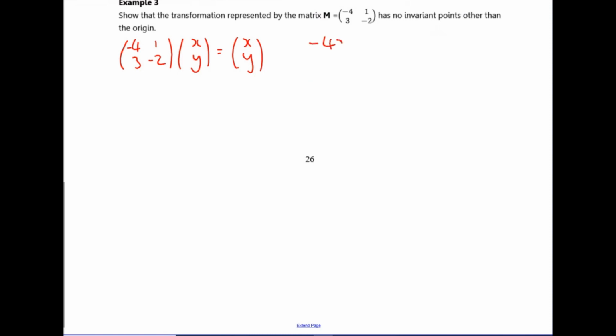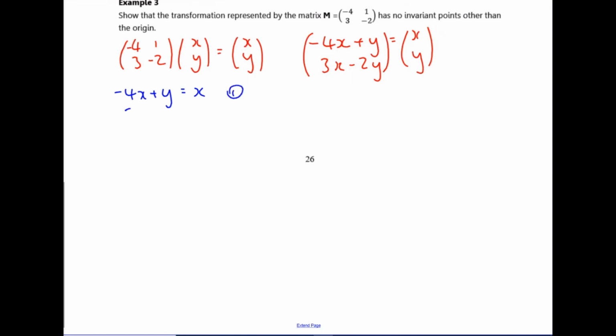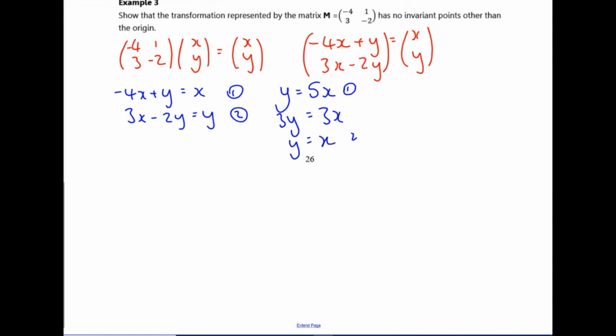So I get minus 4x plus y, and I get 3x minus 2y. That's equal to xy, which gives me my two equations. So I've got equation 1 and equation 2. Let's tidy these up. So the first equation, if I add the 4x across, gives me y equals 5x. This one, if I add the 2y across, I get 3y equals 3x, which gives me y equals x for equation 2.